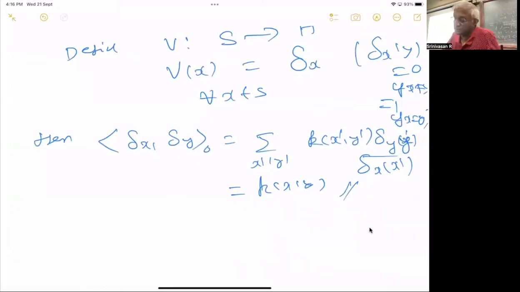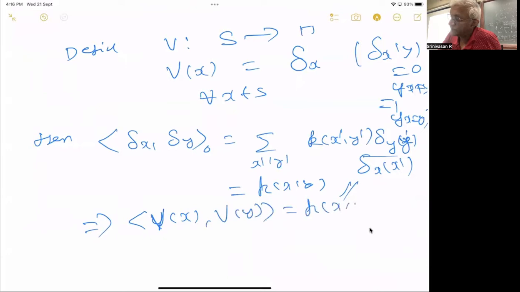So we have proved that the inner product of Vx and Vy is equal to K(x, y). And delta functions are total. Any function with finite support can be written as a sum of delta functions: you take the support and write the summation of lambda i times delta x i. So any function with finite support can be written as a linear combination of delta functions, and that's enough, that's a dense set.